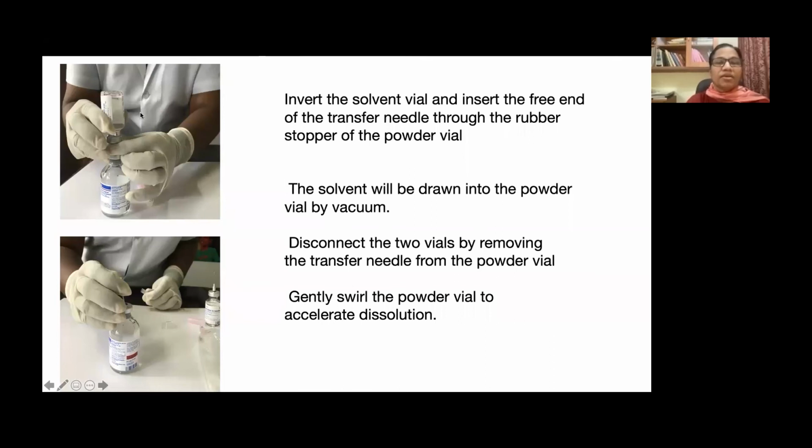You invert the solvent vial and insert the transfer needle through the rubber stopper of the powder vial. This is the powder vial. Invert the solvent vial in a similar way as you do with factor VIII. The solvent will be drawn into the powder vial by vacuum. Then disconnect the two vials by removing the transfer needle from the powder vial, and gently swirl the powder vial to accelerate dissolution. This is for your ready reference.